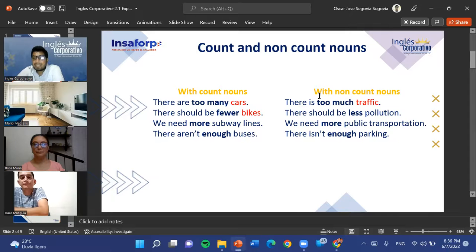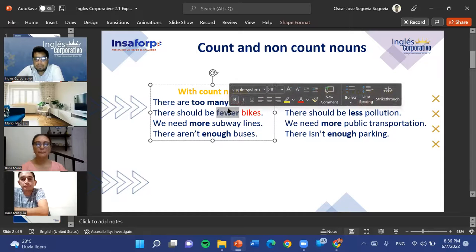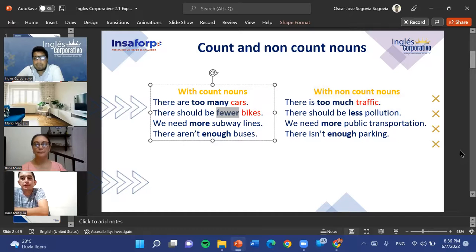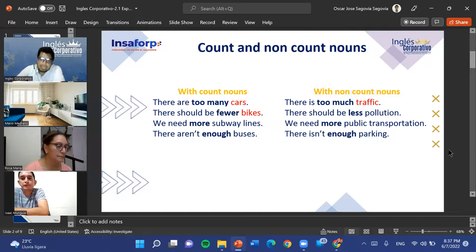Now in the next one, we have, there should be less pollution. Here you see that as we don't use the verb be, the sentences actually look very similar. Sí, el hecho de que no utilizamos el verbo be, o sea, conjugado al menos, porque sí está, ¿verdad? Be, pero en su forma básica. Las oraciones parecen ser iguales, o sea, no se muestra mucha diferencia. Ahora, el detalle donde vemos la diferencia sería aquí. Fewer, sí, fewer se refiere a menos. Menos, si bien es cierto, también se podría entender en español como un nombre contable o una expresión contable.